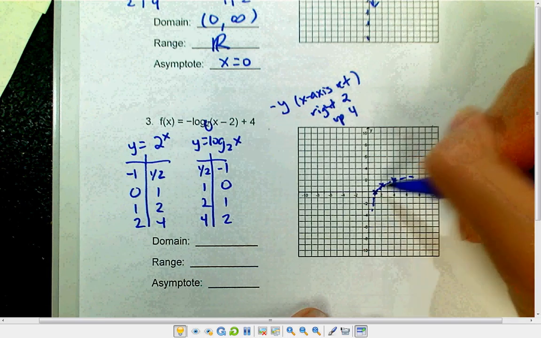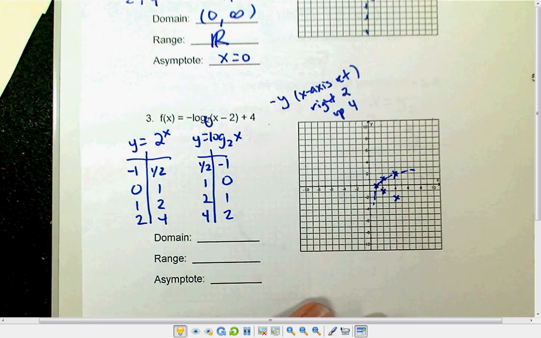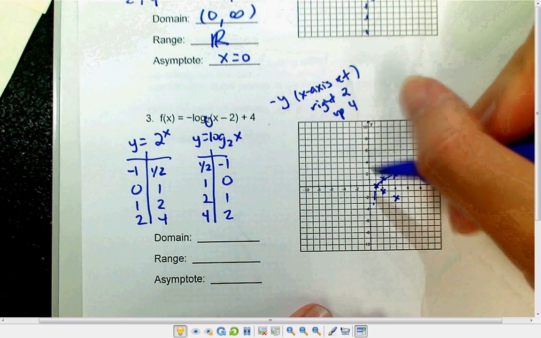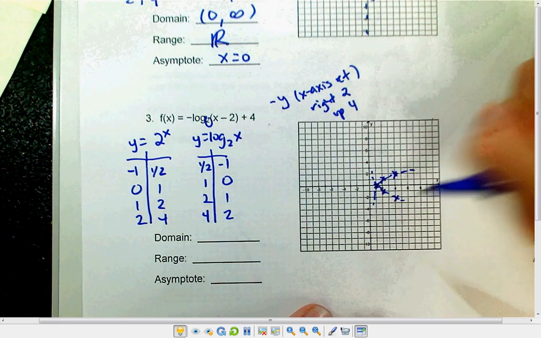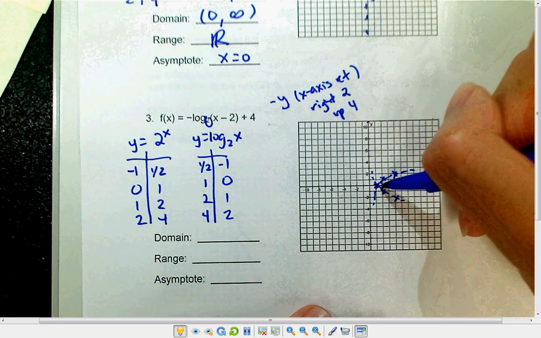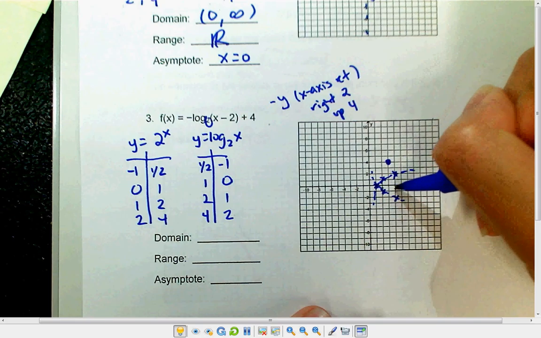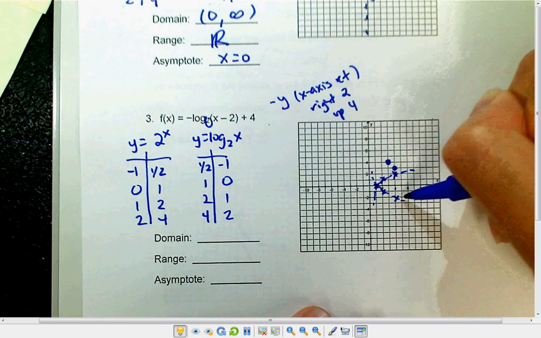So this one doesn't change. This one moves down here. This one moves over here. And then I'm going to move all my points to the right 2 and up 4. So this point moves right 2, up 4: 2, 3, 4. Right 2, up 4. Right 2, up 4.